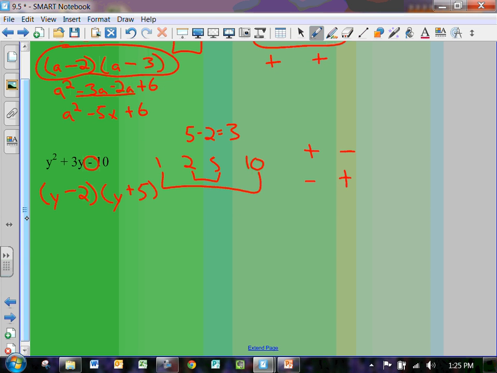All right, so foiling that out gives us y squared plus 5y minus 2y minus 10. So y squared plus 3y minus 10. And that's what we started with. That's what we want to end with. Good. So there's our answer. These are our two binomials.